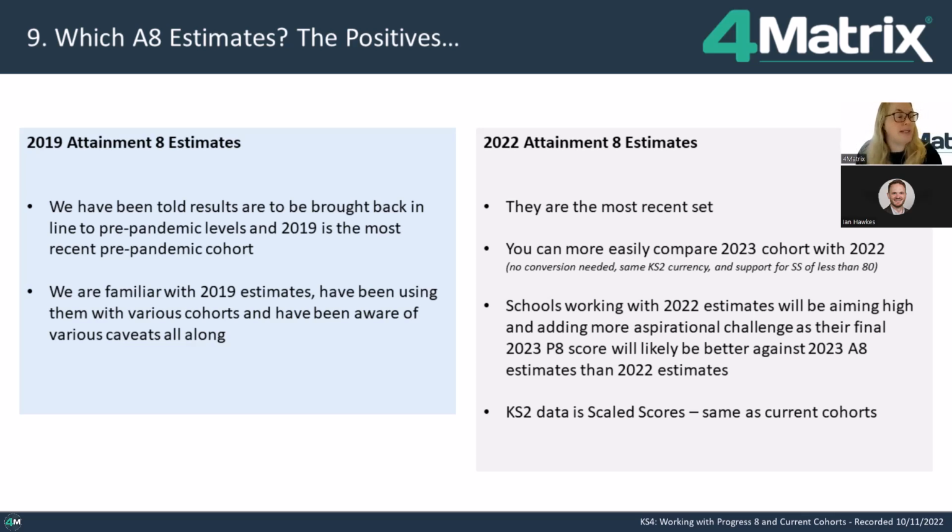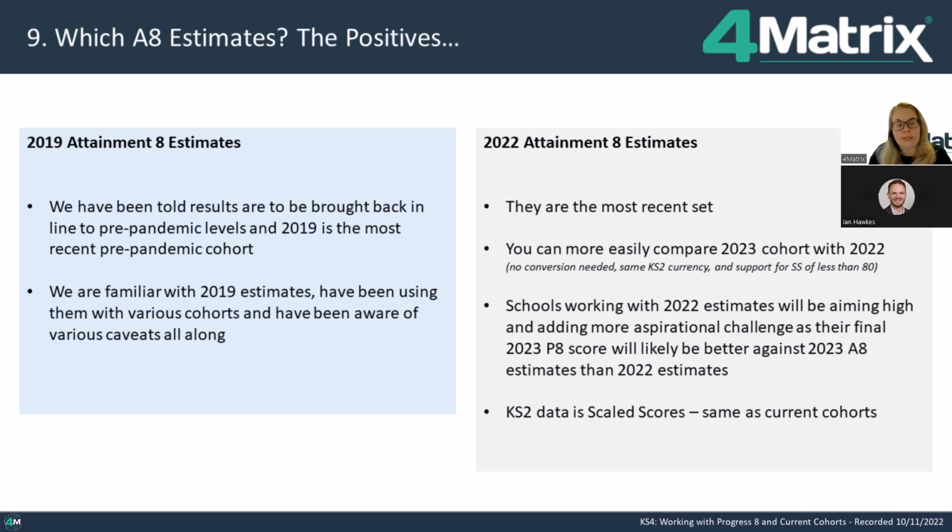Looking at the 2019 Attainment 8 estimates, we have been told that results are to be brought back in line to pre-pandemic levels, and 2019 is the most recent pre-pandemic cohort estimates that we have our hands on. So we are familiar with the 2019 estimates. We've been working with them for a long time. Many used them in CAGs and TAG years as well. And we're all very familiar with the various caveats of using the 2019 estimates, for example, having to convert scaled scores to national curriculum levels.